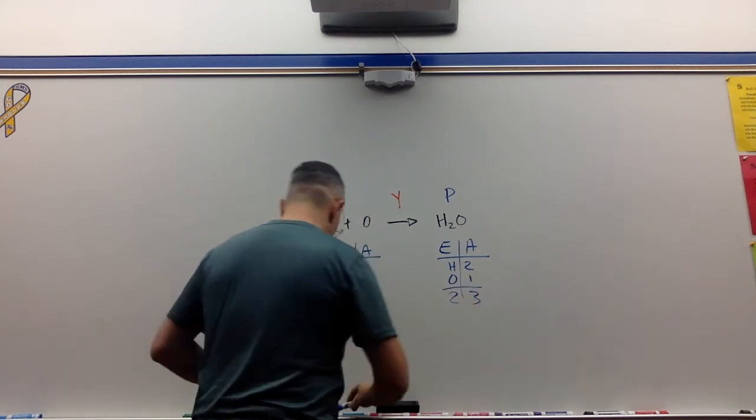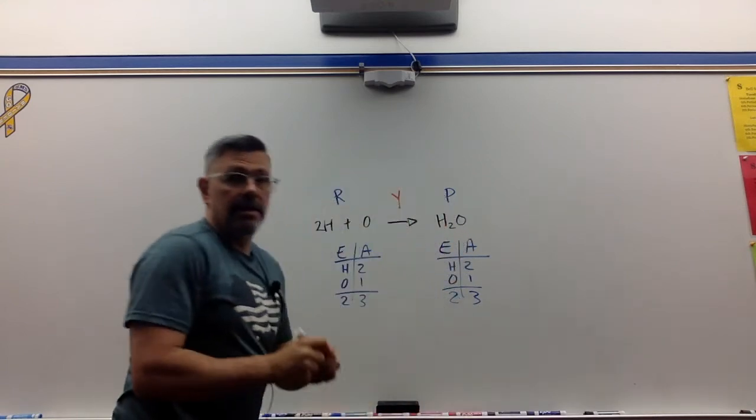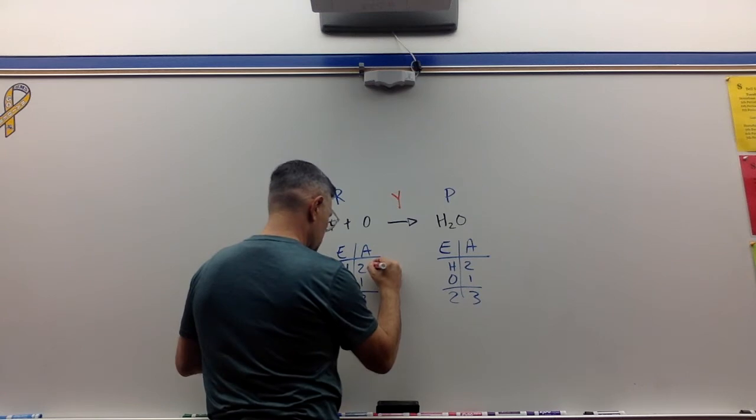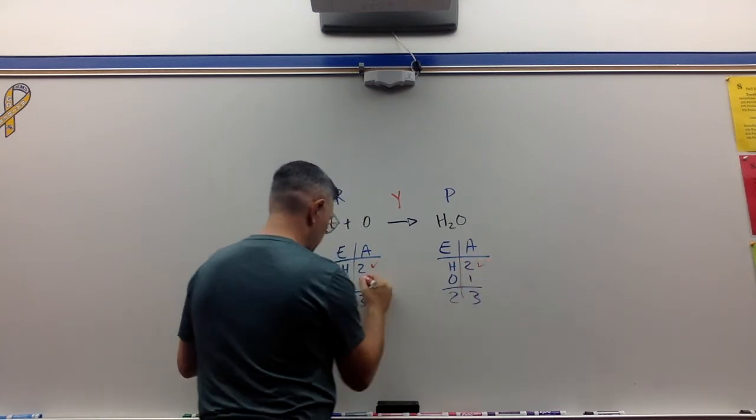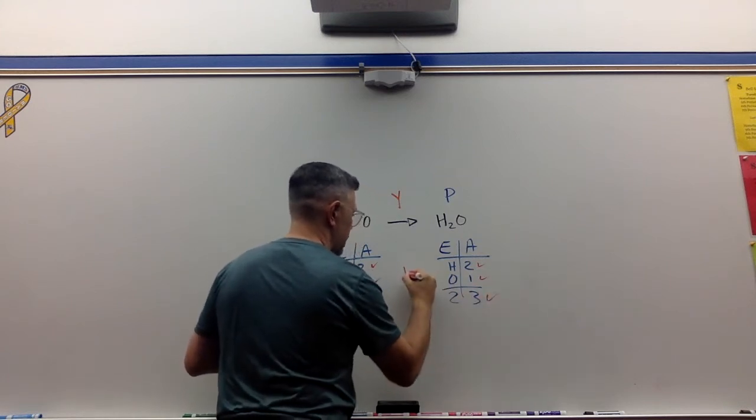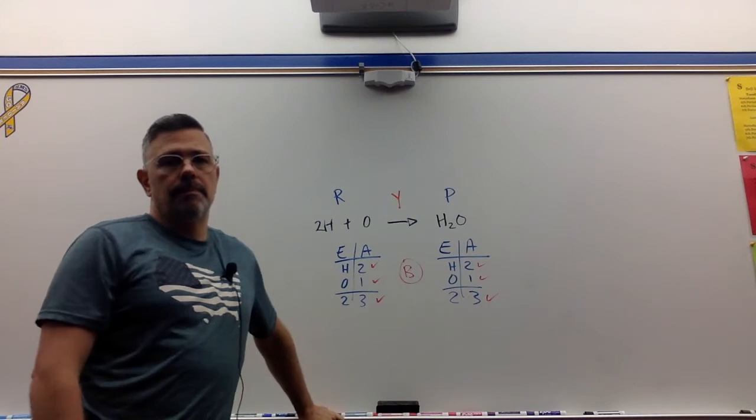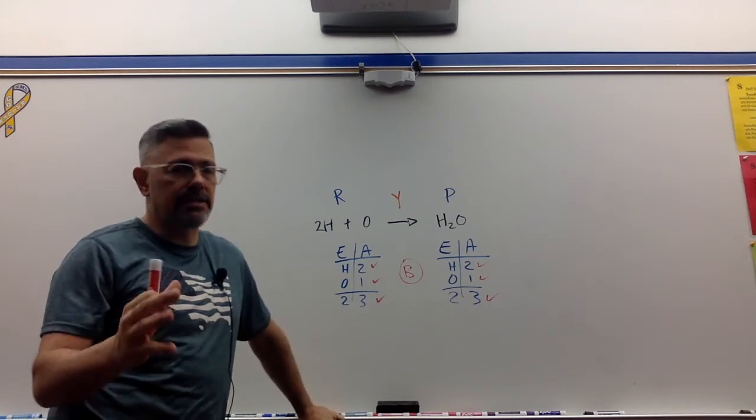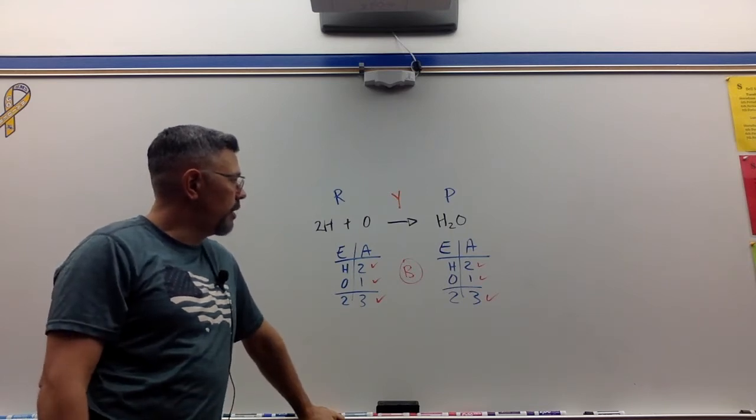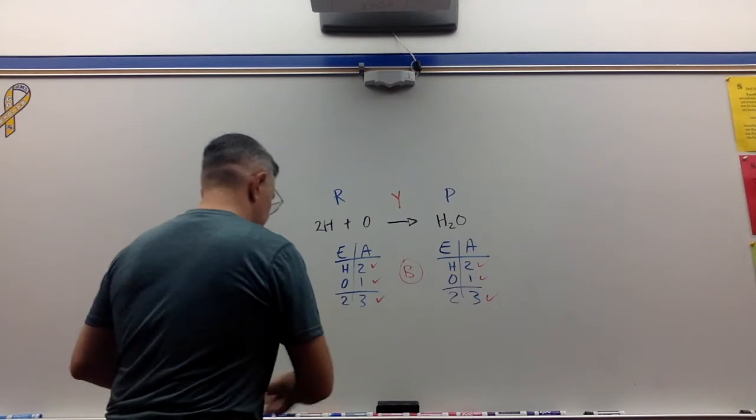And then what you do is you'll go down and you'll verify that everything is balanced and everything's correct. So here I have 2H, 2H. I've got 1 O, 1 O. I've got 2 and 3. I've got 2 and 3. This is a balanced equation. And that's how you T-chart a formula with your reactants and your products.